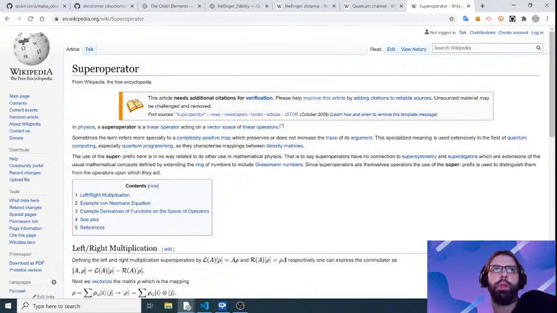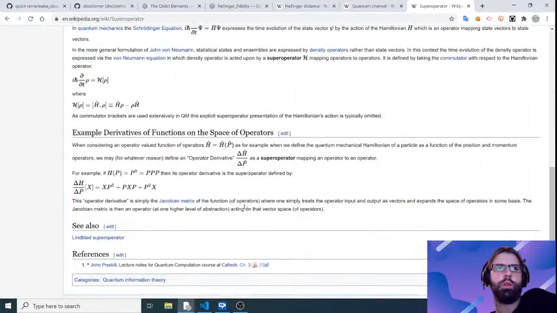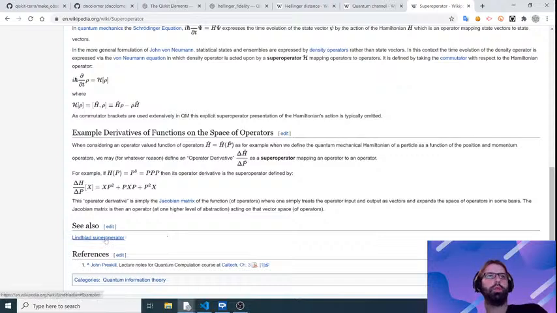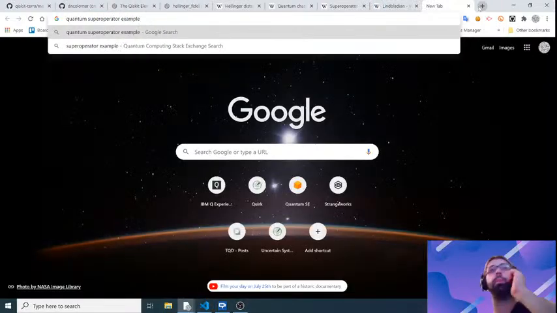It's in the field of quantum computing, quantum programming. The use of super prefixes is in no way related to its other use in mathematical physics. Okay, so it's nothing to do with supersymmetry and superalgebra. Lindblad superoperator. Quantum superoperator example.